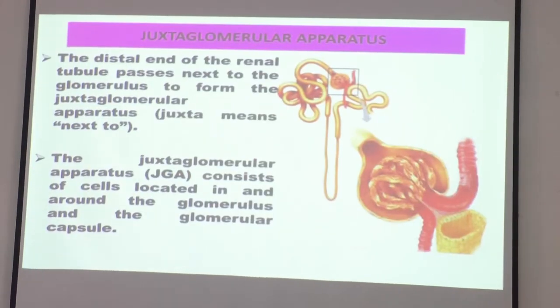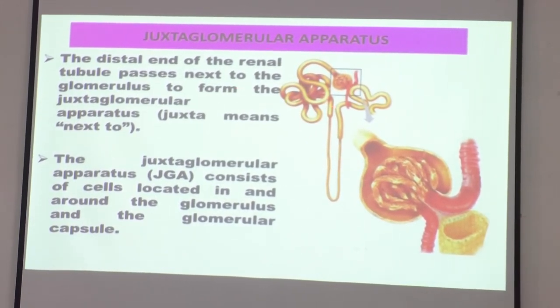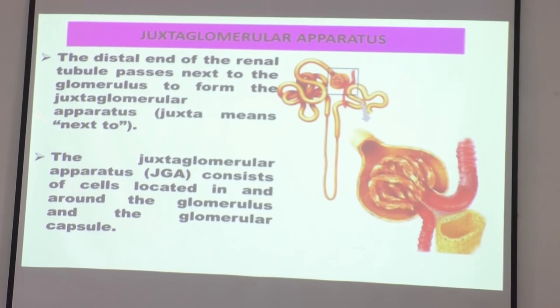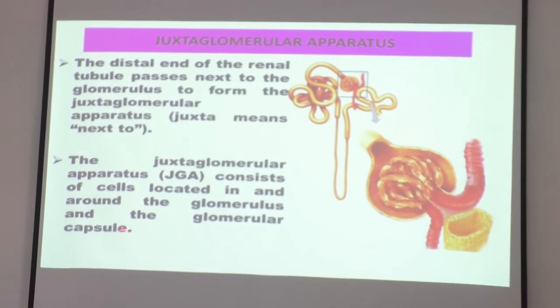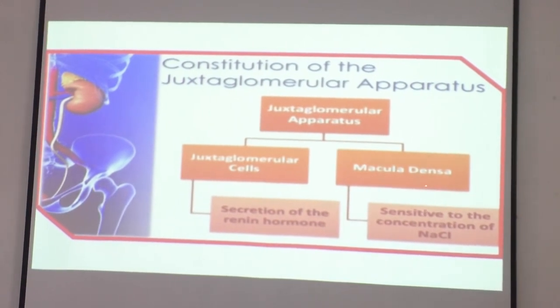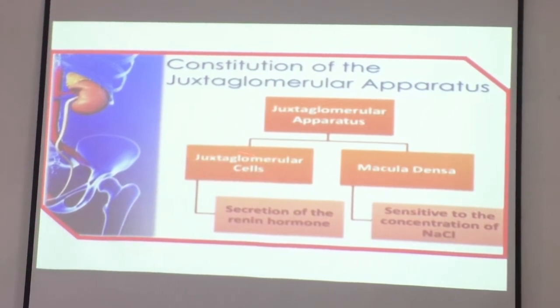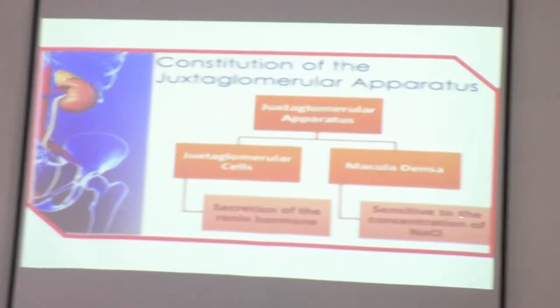Okay, juxtaglomerular apparatus. The distal end of the renal tubule passes next to the glomerulus to form the juxtaglomerular apparatus. Juxta means next to the glomerulus. So the juxtaglomerular apparatus consists of cells located in and around the glomerulus and the glomerular capsule. It consists of two types of cells, mainly juxtaglomerular cells and macula densa cells. Juxtaglomerular cells secrete the hormone renin, and macula densa cells are sensitive to the concentration of NaCl. This is lining the afferent arteriole, the macula densa.